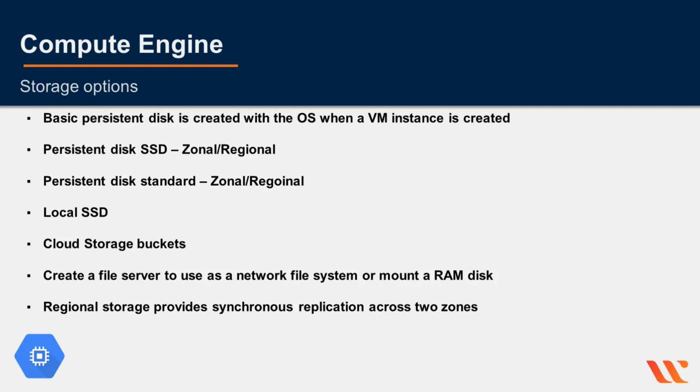You can have a persistent disk, which is an SSD, either zonal or regional, and you can have a persistent disk that's a regular hard disk drive, zonal or regional. You can also have local SSD, Cloud Storage buckets, create a file server to use as a network file system, or mount a RAM disk. Regional storage provides synchronous replication across two zones by default.